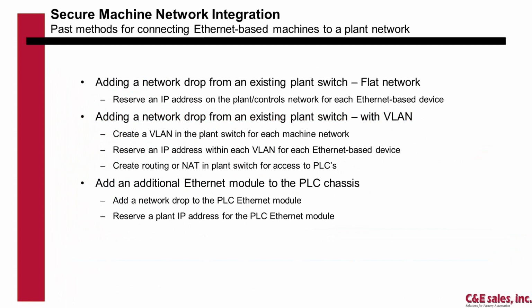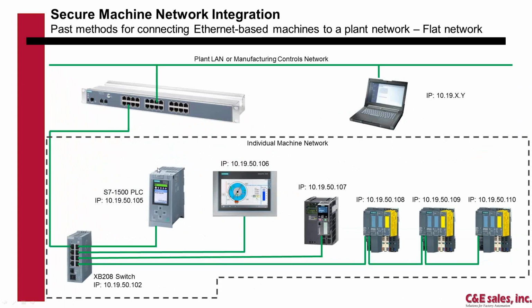The third approach I've seen pretty commonly is to simply add another Ethernet module to the PLC. Now this adds some expense, but this would be to simply put an Ethernet module in the PLC. Now I can access that PLC via that Ethernet connection, but it still requires potentially, or likely, a plant network drop. So again, the first method, the flat network, has grown into the other two methods.